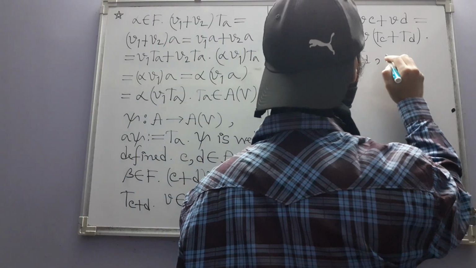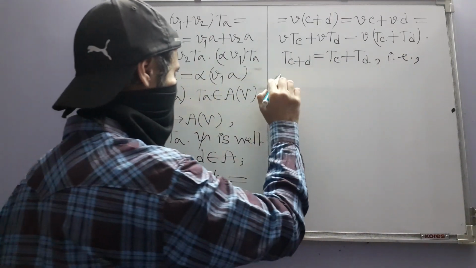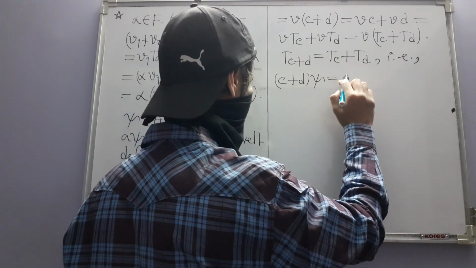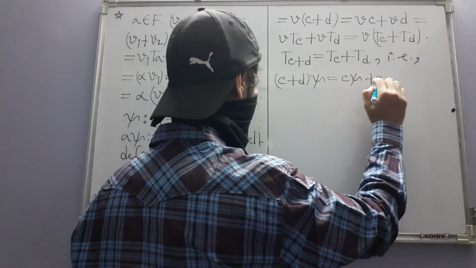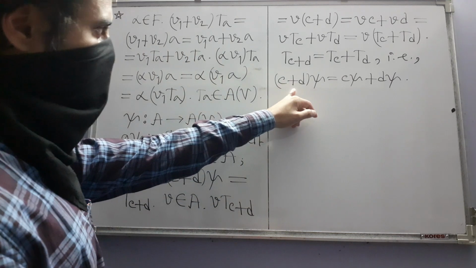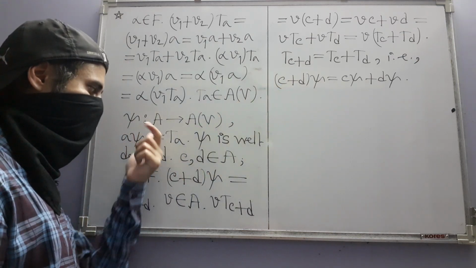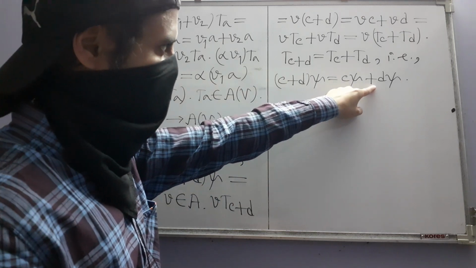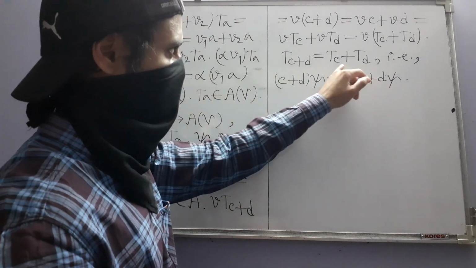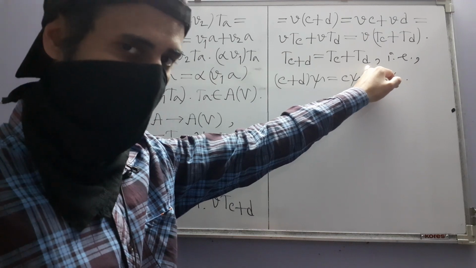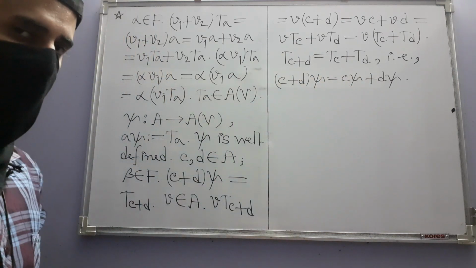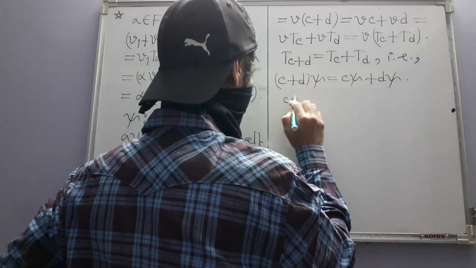So that is why T C plus D is this, and this thing is C psi plus D psi. Is it what we want? Let's see. What is this plus? This is the plus that we have in A, because C and D are elements of A. What is this plus? This is the plus that we have in AV, because C psi and D psi, which are respectively these two, are elements of AV. So yes, psi turns the addition in A into the addition in AV. So it respects addition.